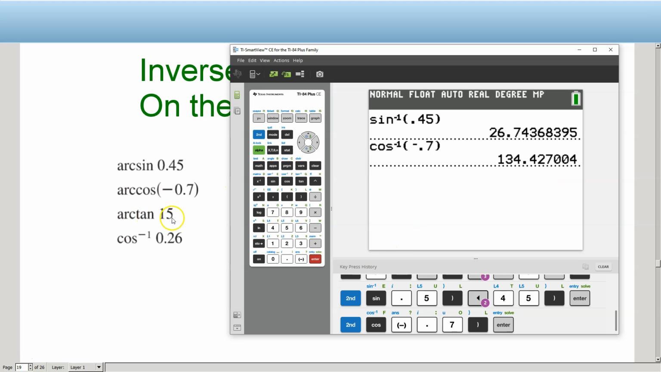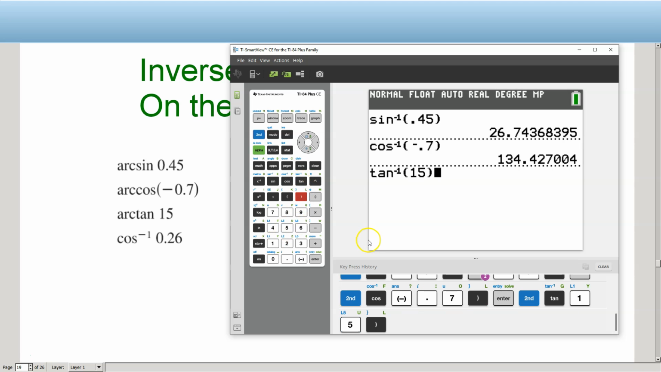Arc tangent of 15, right? That would be like saying, so inverse tangent right here of 15. That would be like saying which angle has a tangent of 15, or which angle has a slope of 15. So imagine going up 15 over 1, right? It's going to be a really, really steep slope, almost 90, right? But not quite. So that'd be 86.19 about.